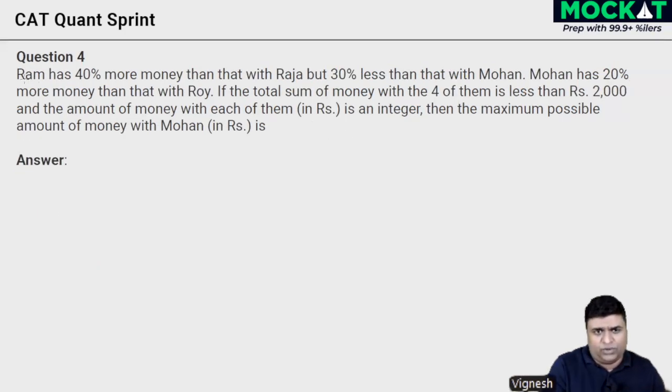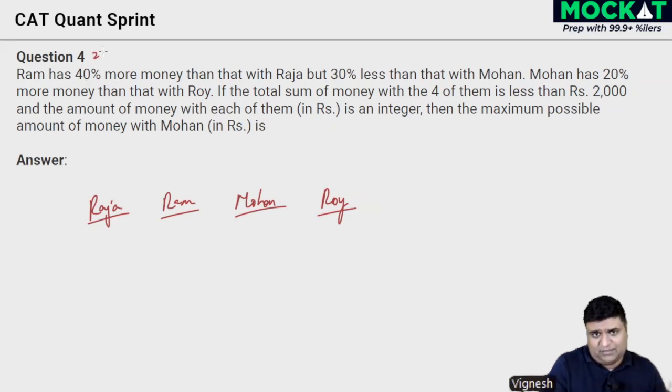On to question 4. Ram has 40% more money than that with Raja, but 30% less than that with Mohan. Mohan has 20% more money than that with Roy. Okay. Raja, Ram, Mohan, Roy. I think we'd be knowing. Right. That was actually one person broken down into 3 or 4 people over here. And what do we know? The amount of money is going to be different, and there's some linkages given over here. We can use ratios, right?